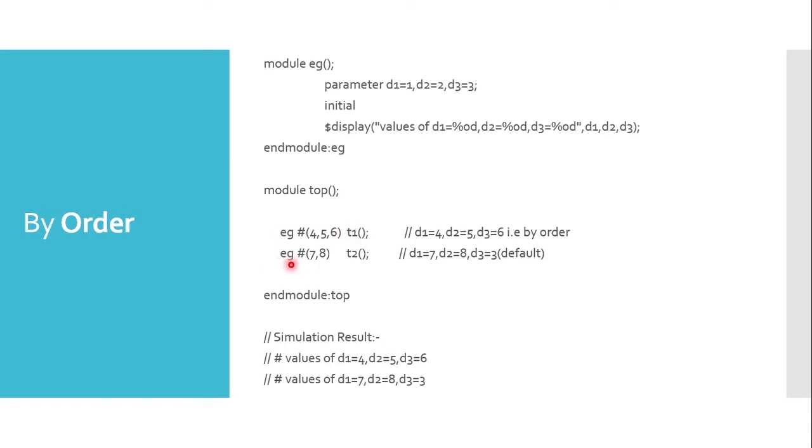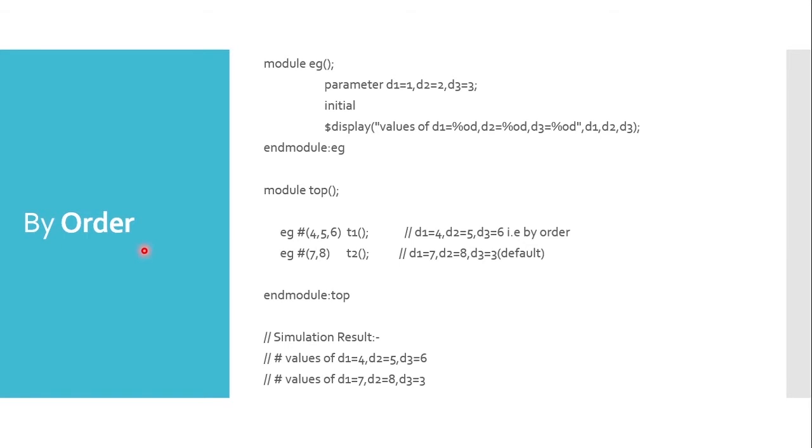Example, another I'm instantiating two times, example hash, within parenthesis 7, this 7 will override to this 1, this 8 will overwrite to this 2, and I'm not providing third, so the default will be 3. And after running this code, we will get the simulation result, something like values of d1 is equal to 4, then 5, then 6, and values of d1 is equal to 7, d2 8, and d3 default.